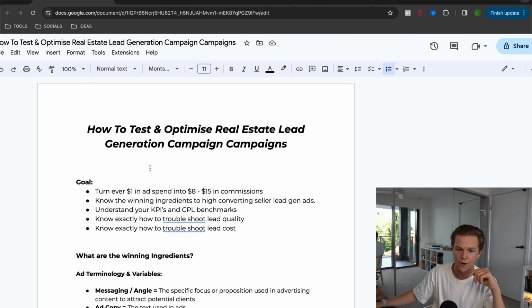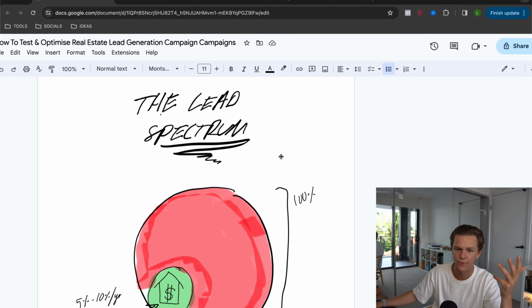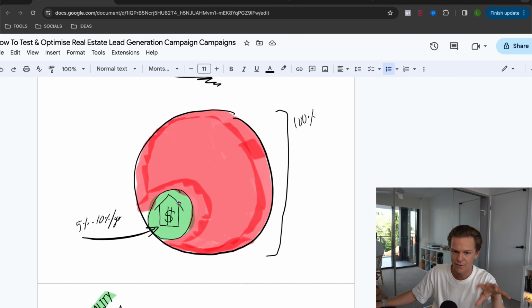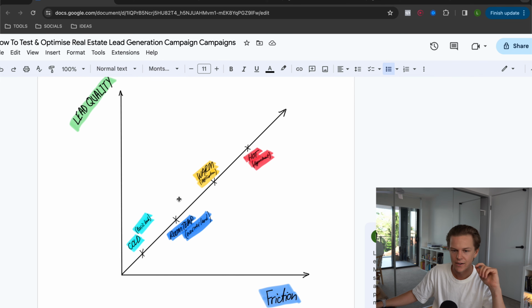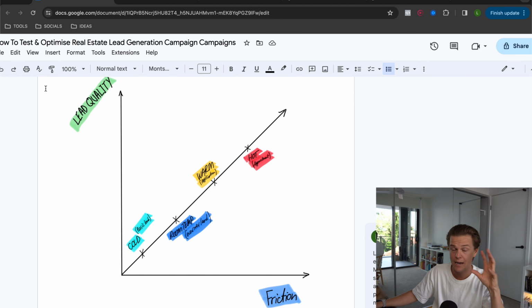So now you know how to optimize these campaigns for the long term, how to troubleshoot for lead quality and lead cost. You know exactly how to take advantage of the lead spectrum and know who you should be advertising towards. You know how to have the right expectations going into running these campaigns, and how many people you should expect to convert based on the long-term sales cycle of the real estate industry. And you understand the correlation between lead quality and how much friction has been applied to the lead conversion process.